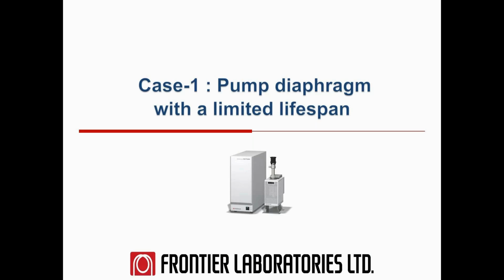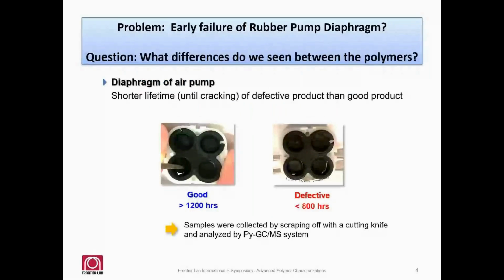We have received a sample from the customer who is actually facing failure in the diaphragm of an air pump, and they don't know the reason. What kind of failure they see is some kind of cracks appearing in the air pump after a certain period of time, whereas the good diaphragm is working for more than 1200 hours, whereas the defective one, which we are going to address, is showing cracks in less than 800 hours.